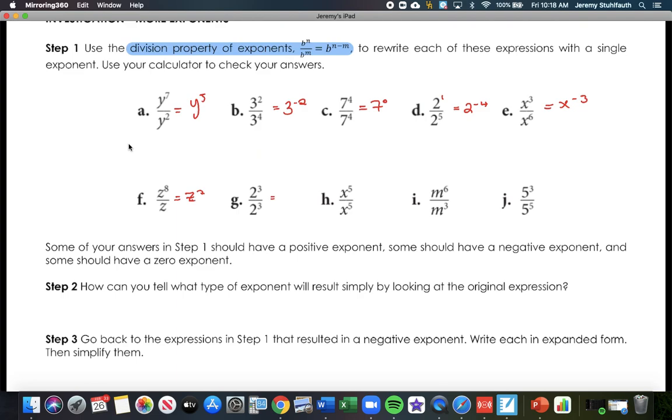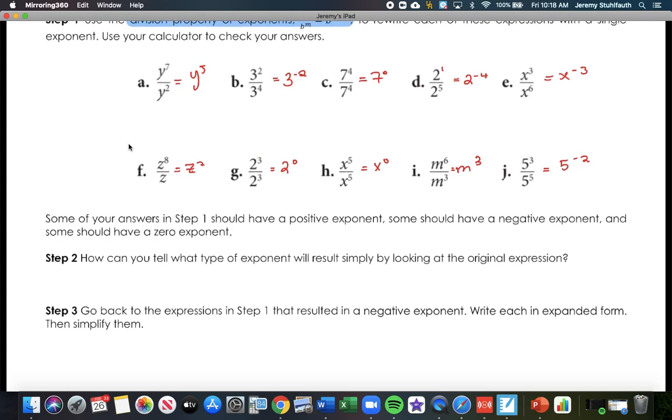Then you'd have 2 to the 0 power. You'd have x to the 0 power. This would be equal to m to the 3rd power, and this would be equal to 5 to the negative 2nd power. So you should notice that some of your answers in step 1 have a positive exponent, some should have a negative exponent, and some should have a 0 exponent.